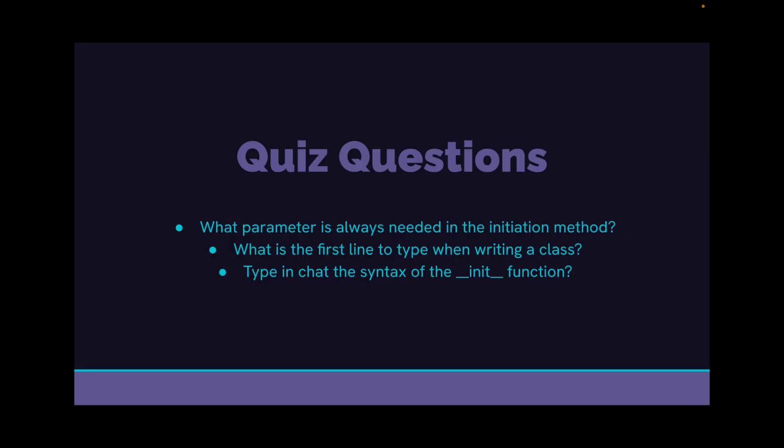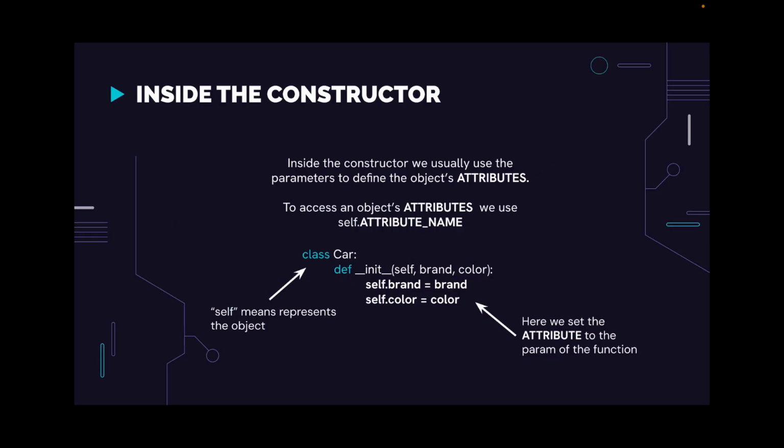The answers to these are: number 1, the self parameter is always needed. Number 2, the first line to type when writing a class is defining the class itself, so class and then the name of the class. And the syntax of the init function, as described on this next slide, is init parentheses self, any attributes you want to add.